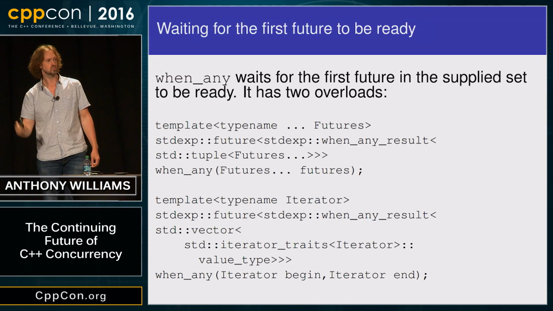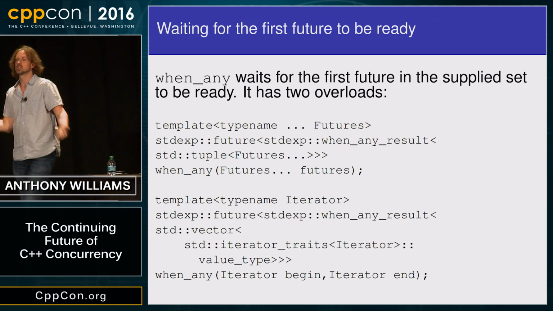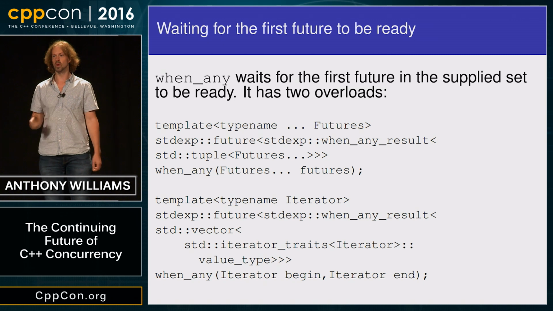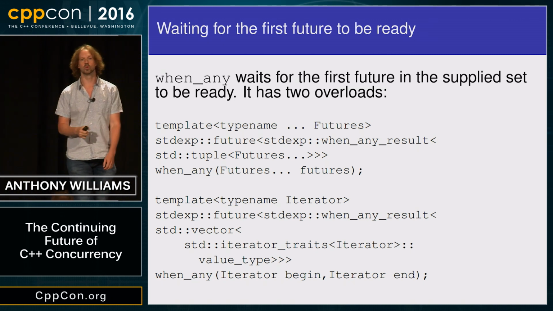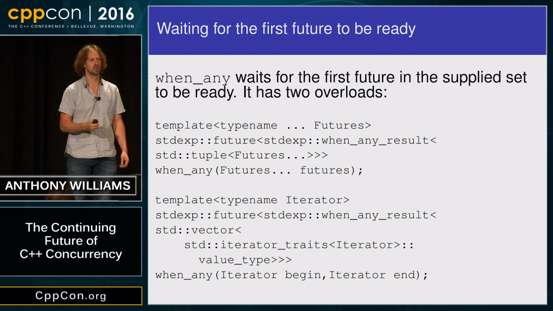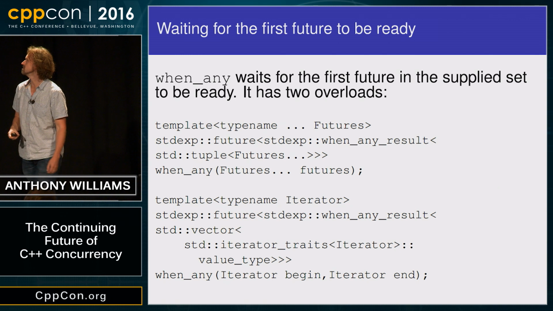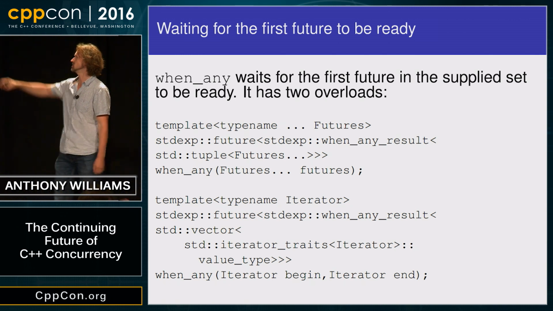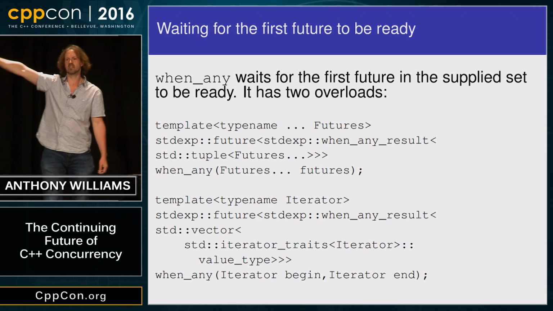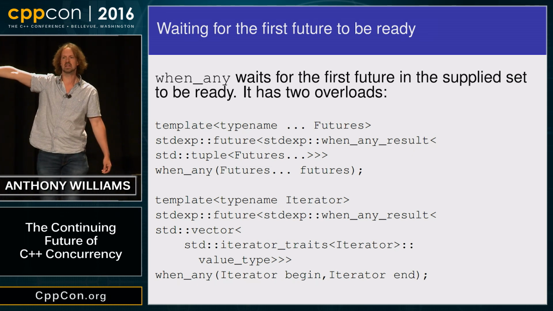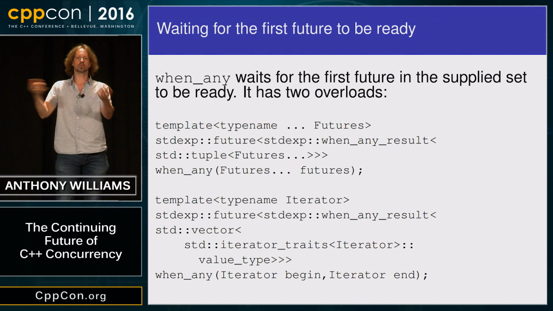Okay, so what if you wanted to wait for your futures? You can wait for any of them to be ready. You've got a whole bunch of futures and you want to wait for just one? Well, that's what we've got when any for. We've got two overloads. These are great big long signatures, but actually it's really quite straightforward. The top overload is a variadic when any, and then you pass it any number of futures, and it returns you a result.